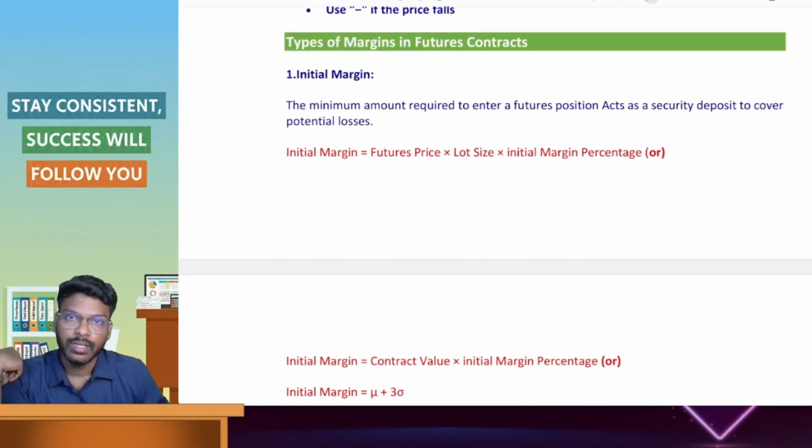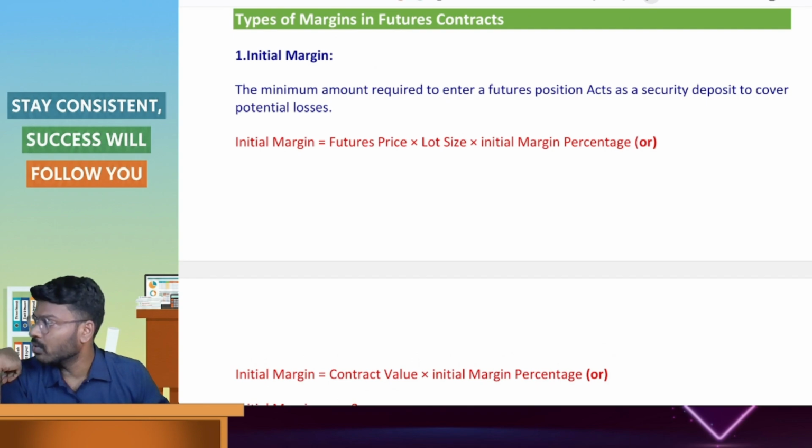Types of margin. This can be asked as an important question in the examination.